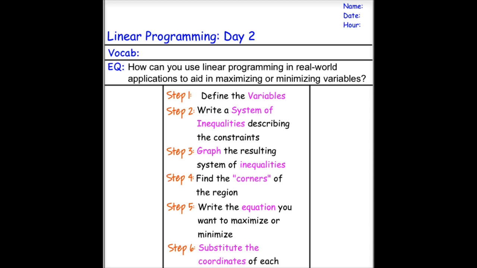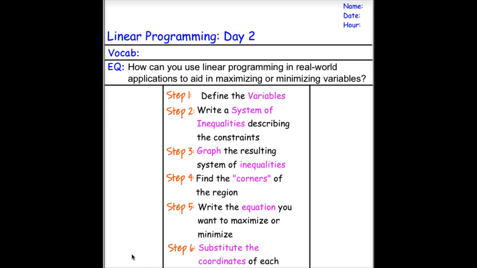But before we do so, I want to refresh your memory. First, our step one is going to be, let's define the variables, tell us what x and y are. Remember, if you take a look at what the problem's talking about, what the problem asks, it will tell you what your variables represent. Second, we're going to write a system of inequalities that describe the constraints. Step 3, we'll graph the resulting system of inequalities. Step 4, find the corners of the region.